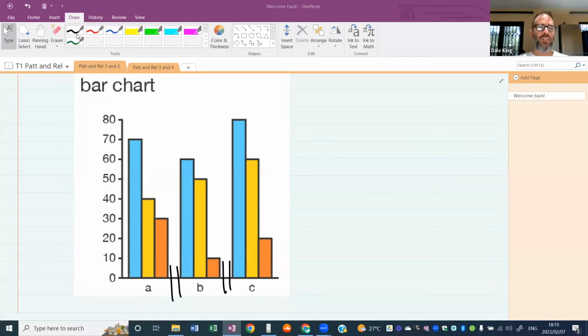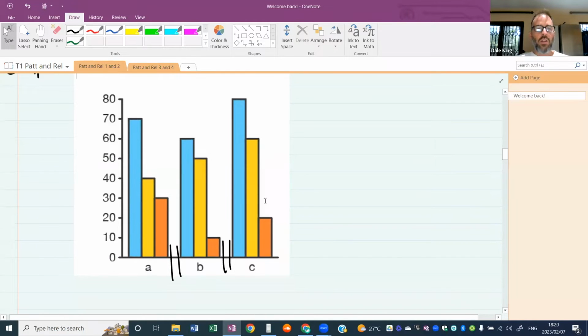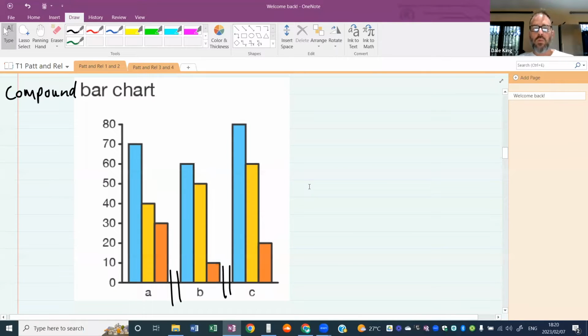Compound bar graph. Okay, the word compound means lots of, many of. Some people, if there were only 2 bars, like a blue and a yellow bar in each category, like category A, category B, category C, you could call it a double bar graph. But if there are more than 2 bars, especially 3 or more, you could say a compound bar graph. The word compound means many bars. Okay, very good, Sonia. Well done.